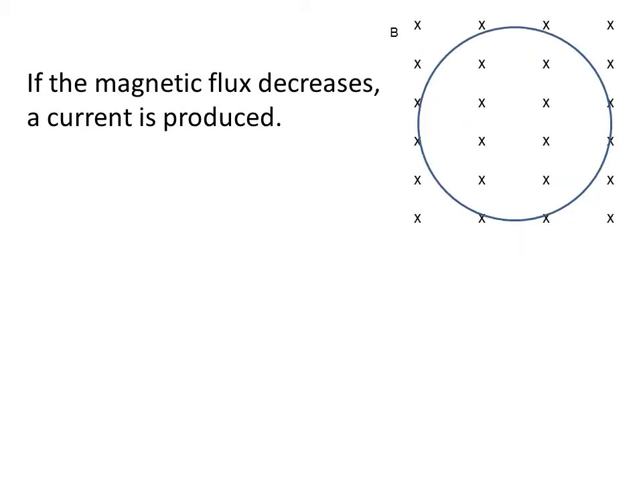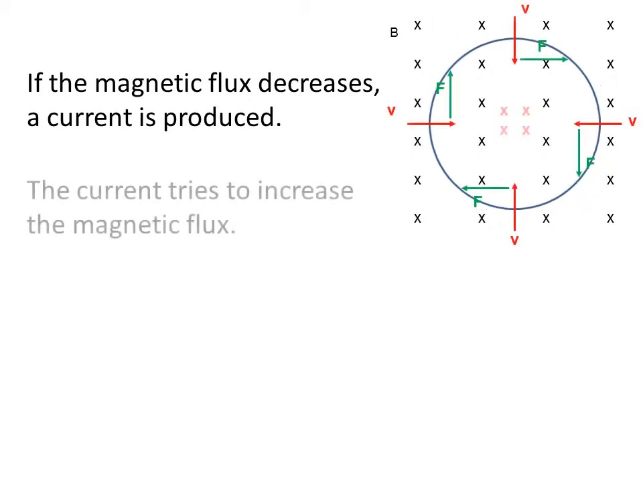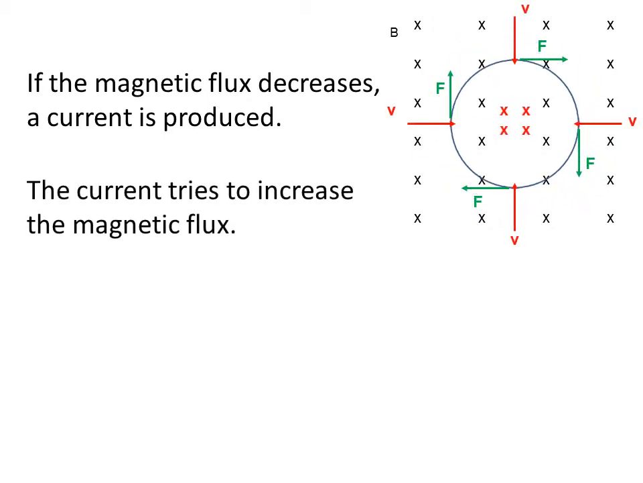So here we have the inward field again. If the magnetic flux decreases, a current is produced. This current tries to increase the magnetic flux. This time, it's trying to increase the magnetic flux into the screen. When the flux decreases, a current tries to increase it.